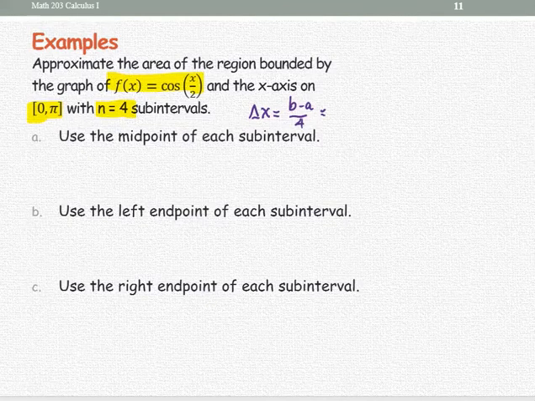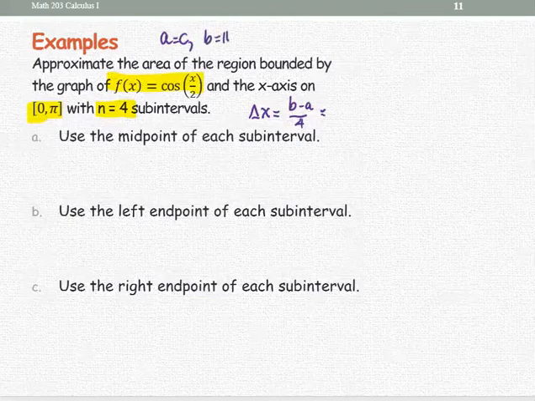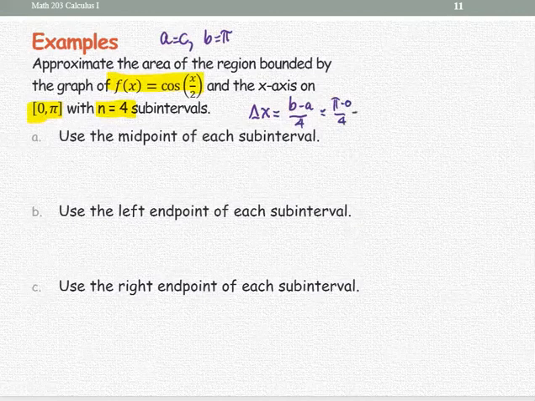What are a and b for this problem? Yeah, a is 0 and b is pi. So it'd be pi minus 0 over 4, which is pi over 4. Okay, now we've got the delta x.